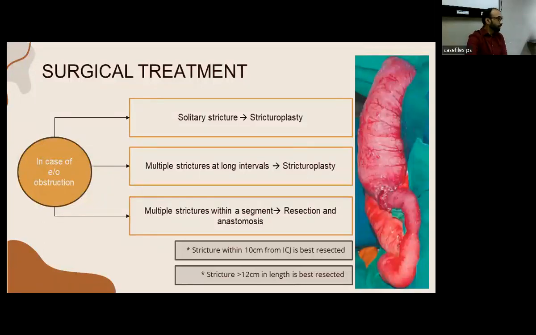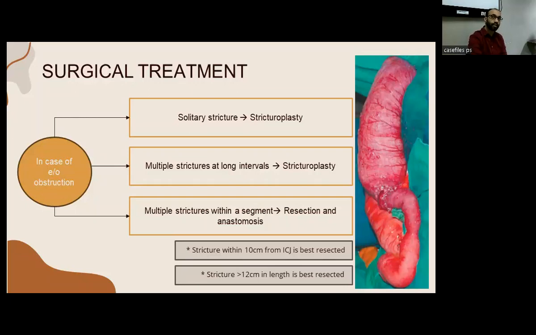Coming to the surgical management per se, in case of evidence of obstruction, on table at laparotomy, if you find a solitary stricture, then a stricturoplasty is recommended. If there are multiple strictures, either of two things can be done. If they are present at long intervals, then we perform individual stricturoplasty at each site. If they are present within a short segment, then a resection anastomosis is recommended.